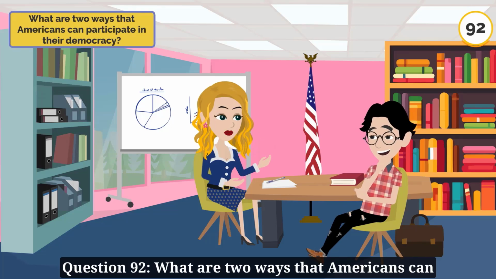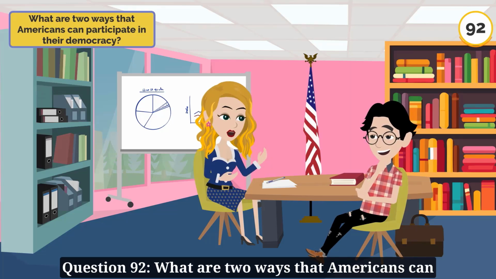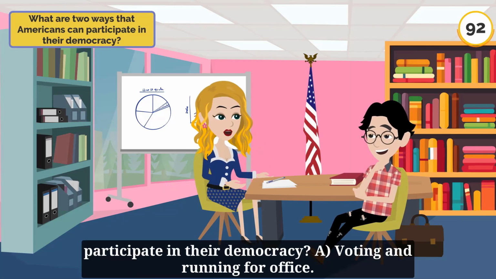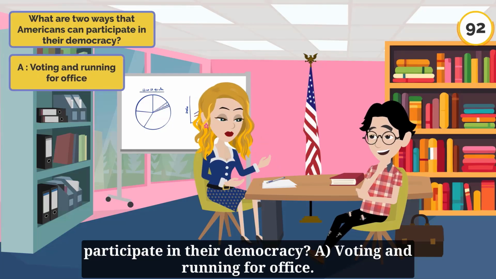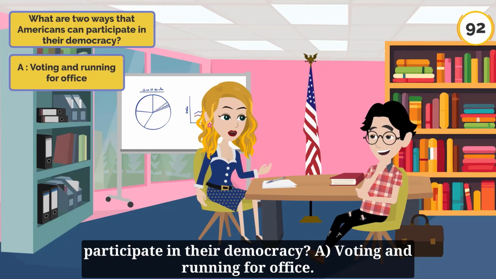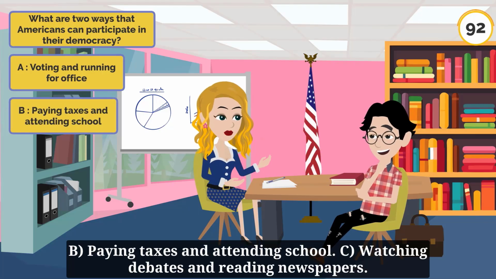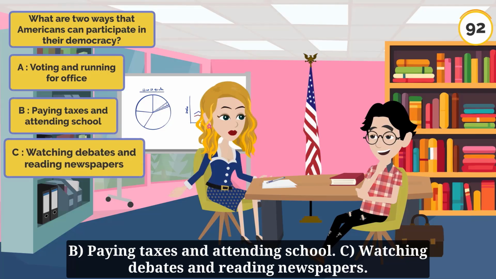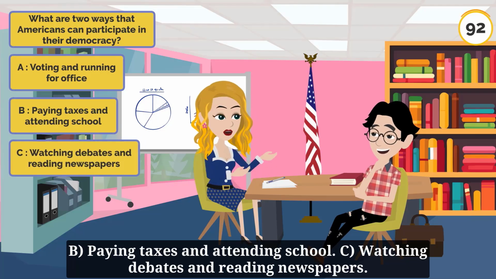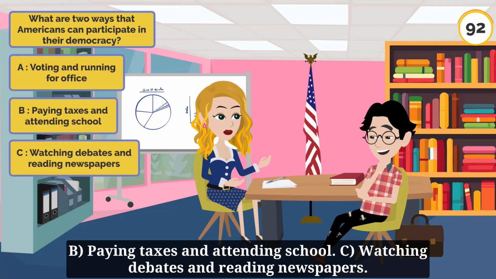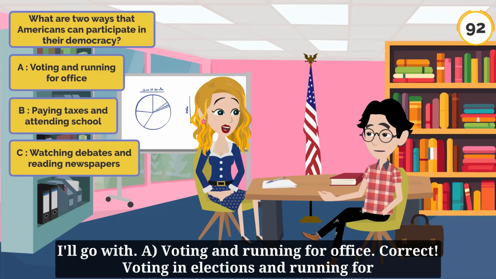Question 92. What are 2 ways that Americans can participate in their democracy? A. Voting and running for office. B. Paying taxes and attending school. C. Watching debates and reading newspapers. I'll go with A. Voting and running for office.